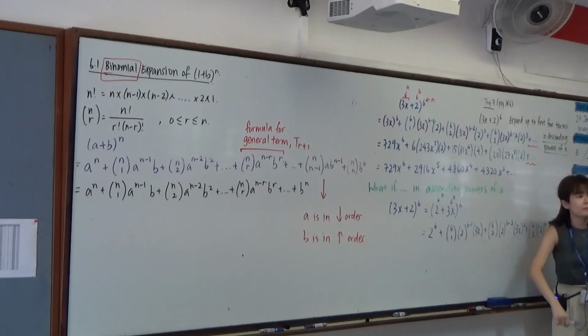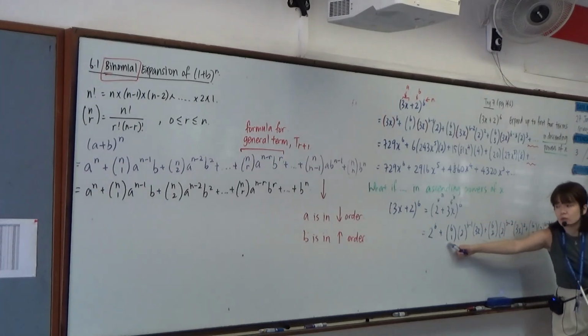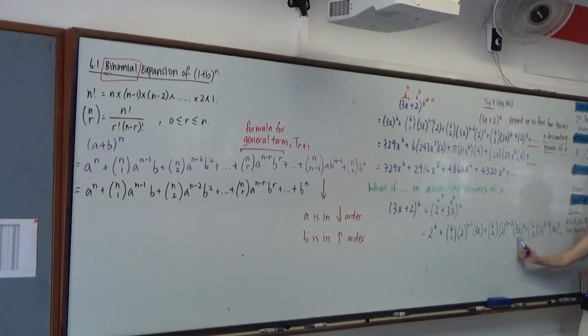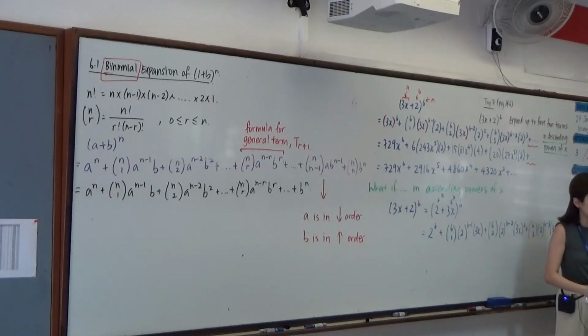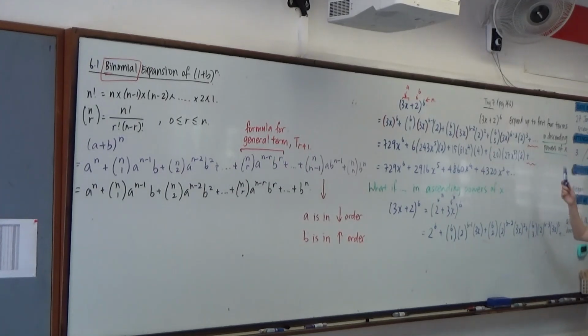apply the formula to 2 plus 3x to the power of 6. Notice that your x is now in increasing order already. We have x, then x squared, then x cubed. So this is how we go about tackling it if the question asks otherwise. Normally it doesn't, normally it will be natural and fit the formula itself. But I want us to be very careful and also be aware about this.